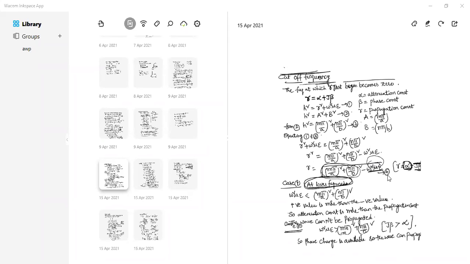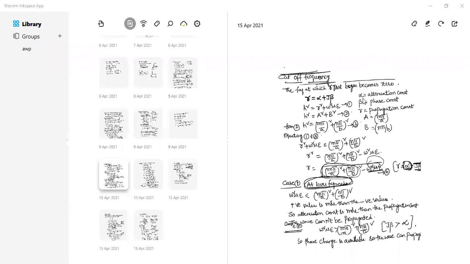This is the expression of gamma. So already we have derived what h square is, h square in terms of a and b. We equated both the expressions and finally we got gamma. This is the expression of gamma.